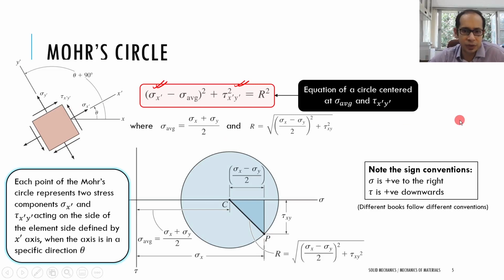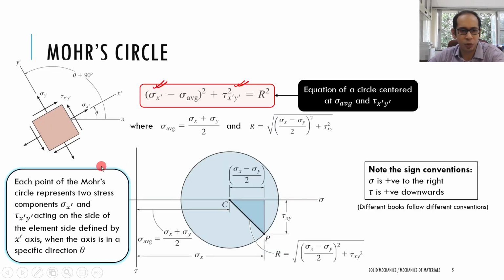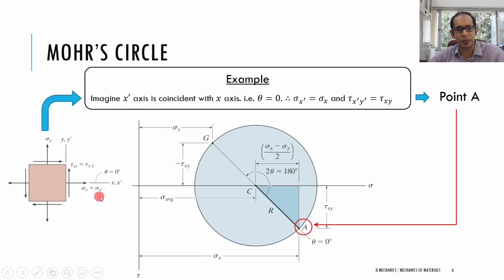First we will start with the very simple case where your x prime axis is coincident with the x axis. So you see over here theta equals 0. If you're not able to understand, let me go back to the previous page again. See, this is the theta, where x prime was inclined at an angle theta. When theta equals 0, x prime coincides with the x axis, which is over here.